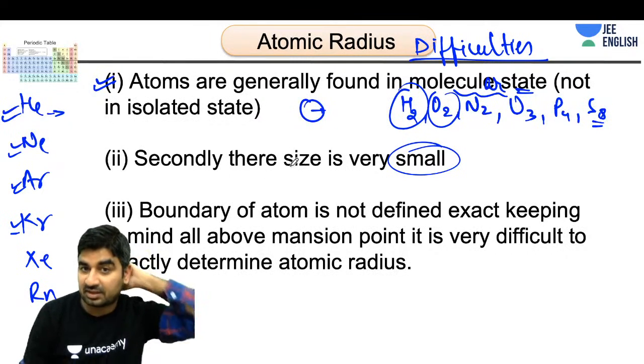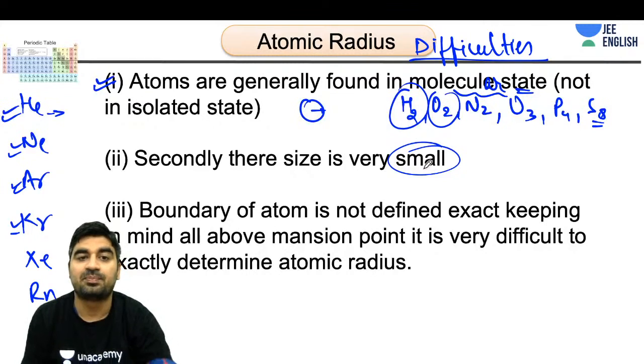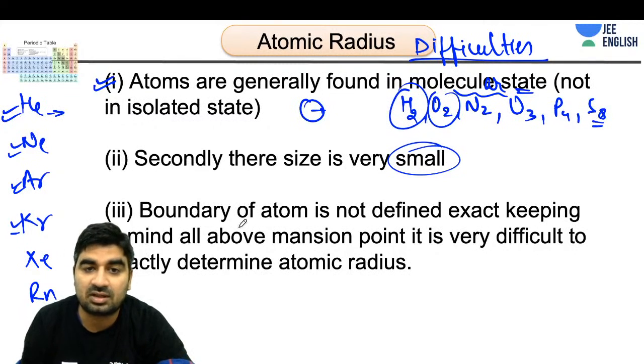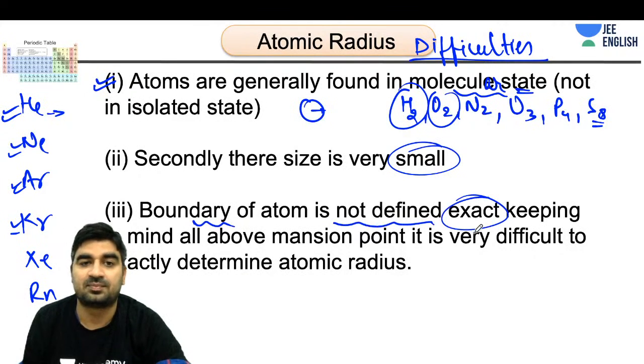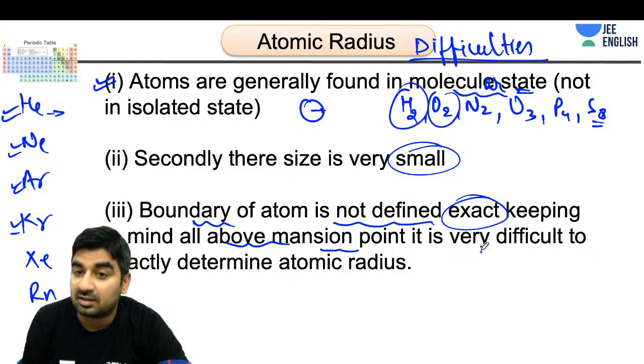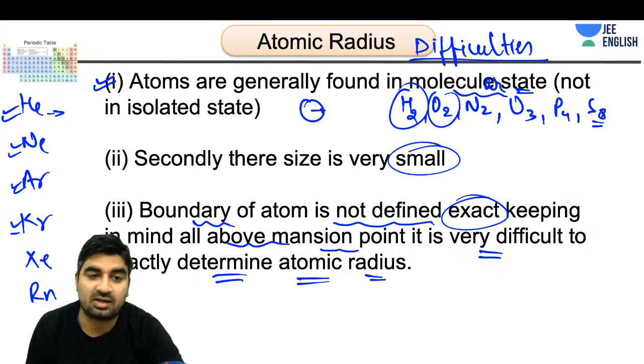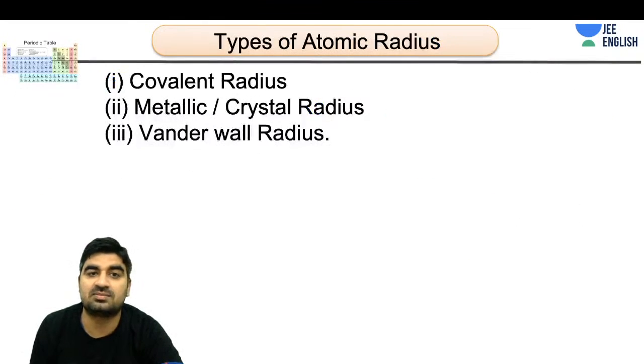So the second difficulty is their size. Their size is very small. And now the third point is that the boundary of an atom is not defined exactly. Keeping in mind all the above points, it is very difficult to exactly determine the atomic radius. Okay guys, now I just told you what the difficulties in measuring are.